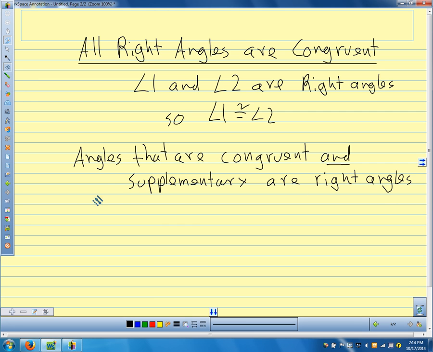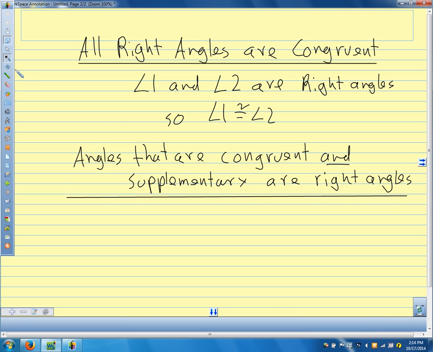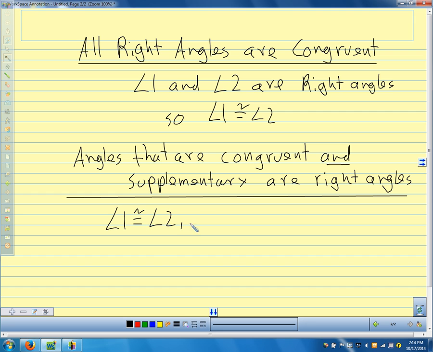So that is a theorem that we can use. If two angles are supplementary and congruent, they're right angles. And in symbols we'd say angle 1 congruent to angle 2. Measure of angle 1 plus the measure of angle 2 equals 180. So measure of angle 1 and measure of angle 2 equals 90 degrees. So just another way to write that.